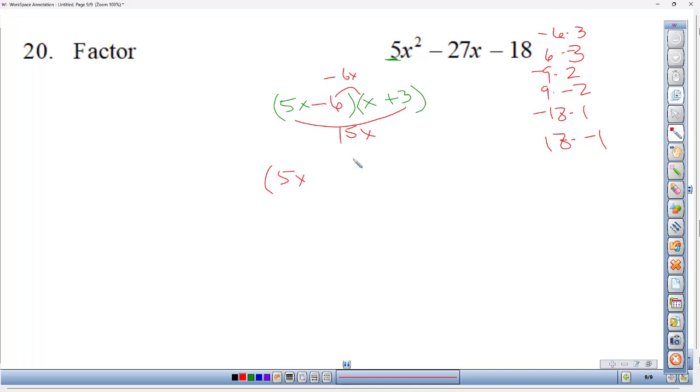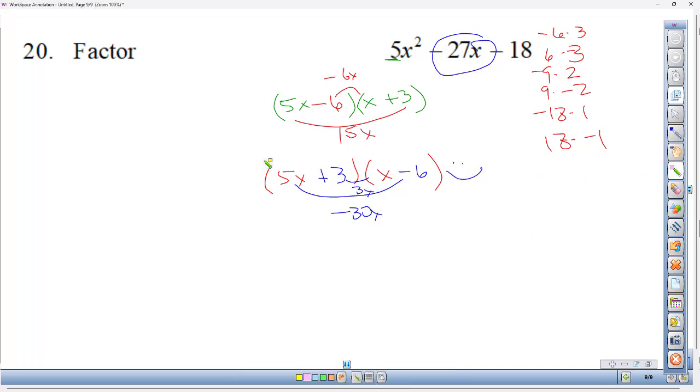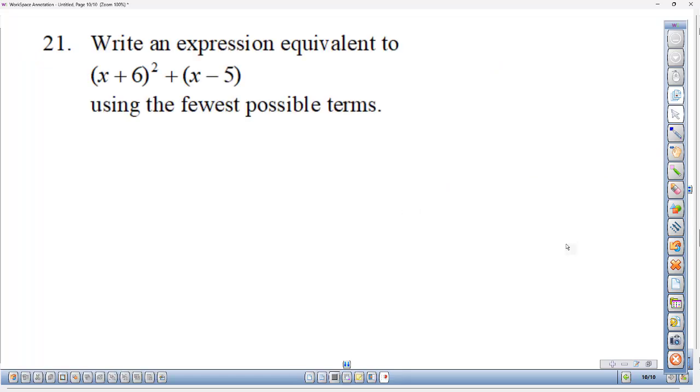So let's switch it around a little bit. I'm still going to have my 5x and my x, and let's put the -6 over here and the +3 over here. Still makes -18. All right, what would this be? 3x, and this would be -30x, and do those add up to -27x? Bingo, I think I found it. My two factors are 5x plus 3 and x minus 6. And you'll notice I did my little secret, which is writing out the possibilities and then trying to do the factoring.